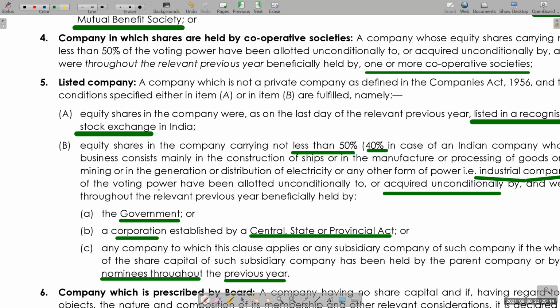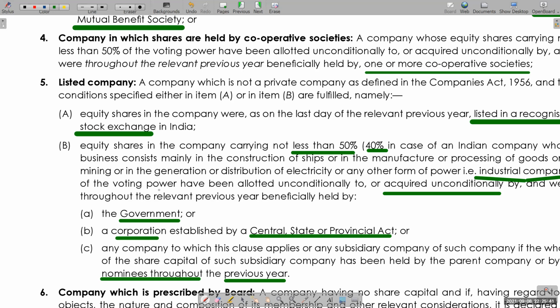Okay, if one company is a subsidiary of one more listed company, then that company will also be categorized as a listed company only. For example, A Limited is there. A Limited is a listed company. If 50% or above of A Limited's shares are held by one more company, or A Limited is holding above 50% of B Limited's shares, what will happen? Automatically, B will also be a listed company. Understood? These are the three categories.